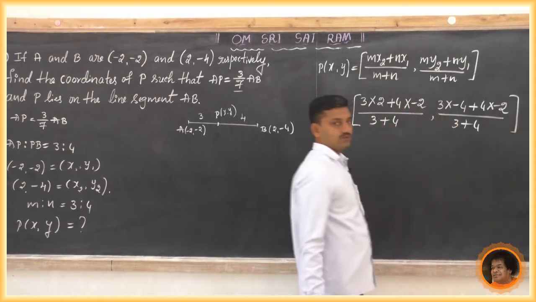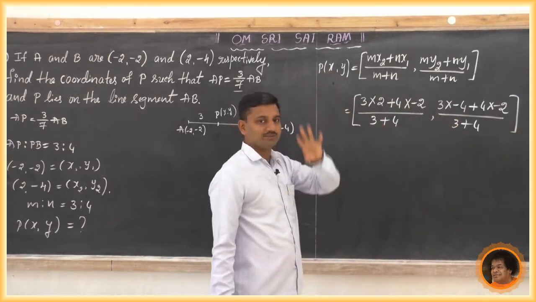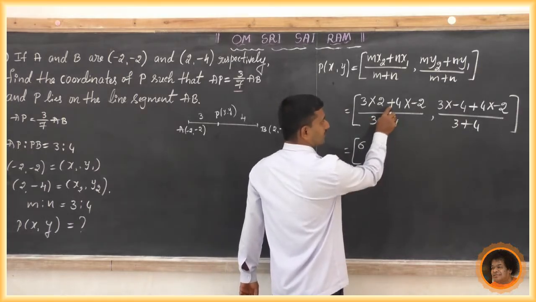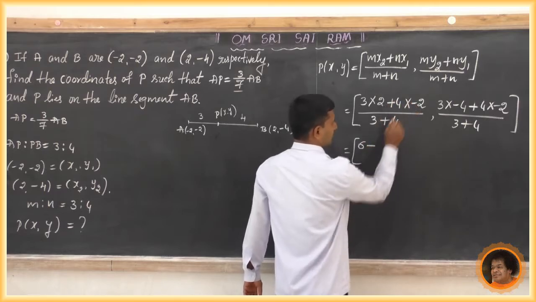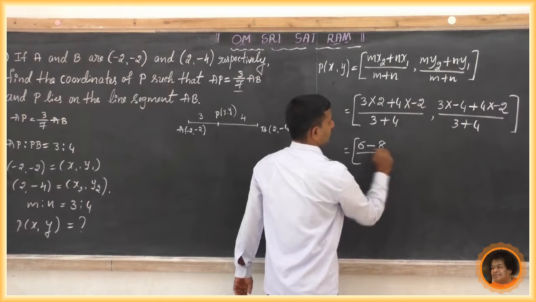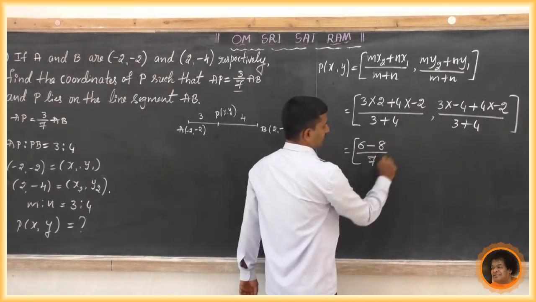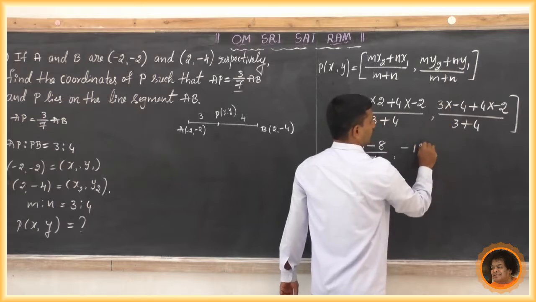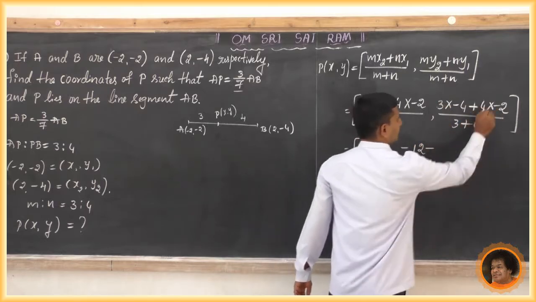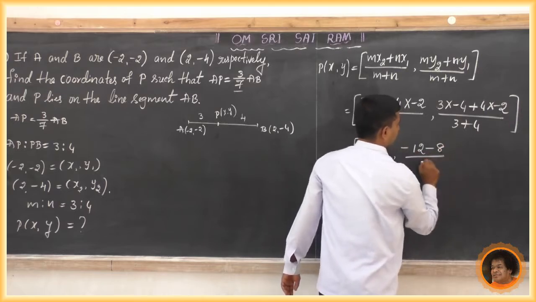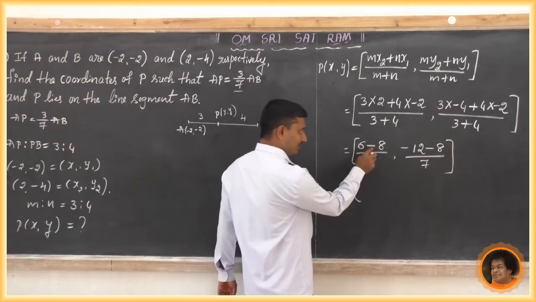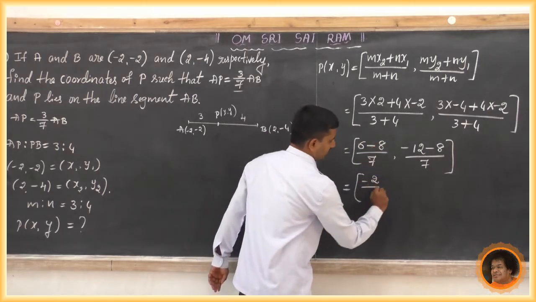So, on simplification, we get the coordinates of the point P of x, y equal to 3 into 2, 6, look at the sign here, plus into minus, minus, 4 into 2, 8, divided by 3 plus 4, 7. 3 into minus 4, so sign here plus, here minus, plus into minus, minus, 4 into 3, 12. So plus into minus, minus, 4 into 2, 8. So divided by 7. 6 minus 8. So bigger number sign minus. So minus 2 divided by 7.